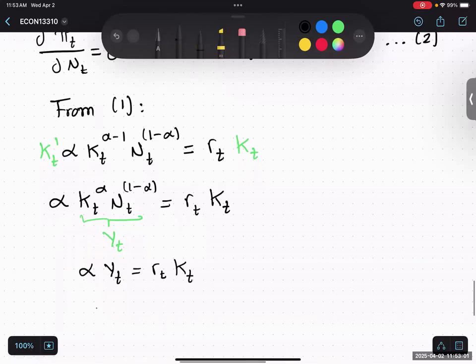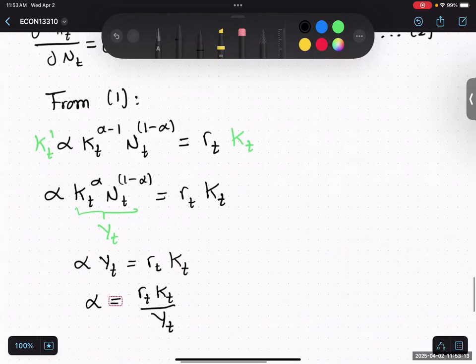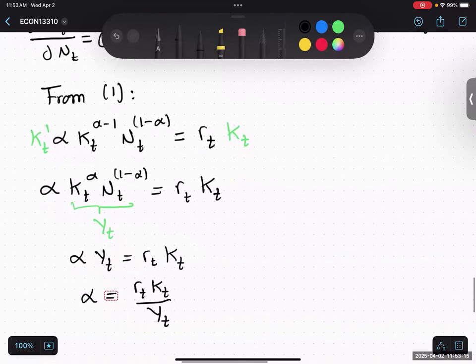The last step is to solve for alpha by dividing both sides of the equality by Y_t. And this is precisely what you wanted to show: that alpha is the income share of capital. What does that mean? Basically, it means that the product that is due to capital has a participation or a share of the total product, which is alpha.